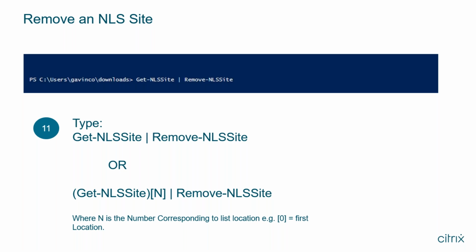bracket N bracket, where N is the location on the list, the number on the list where that location sits. So if you have 3 sites and you want to remove the first one, it's 0, the second one is 1, third one is 2, etc. So you just populate what site you want to remove in that component.